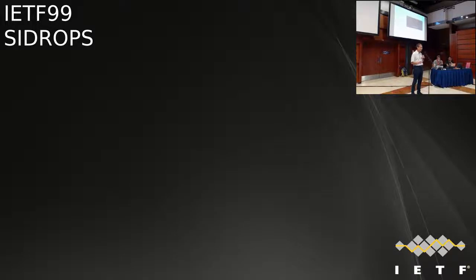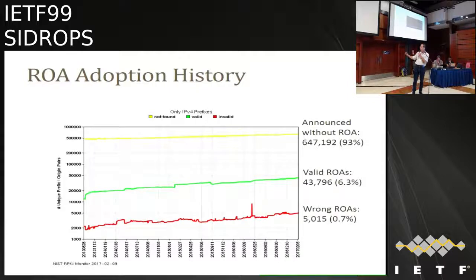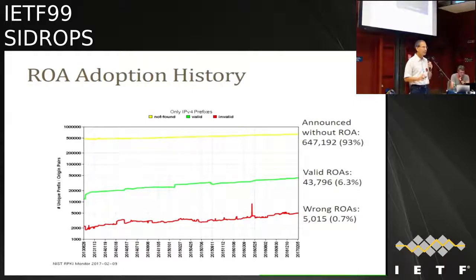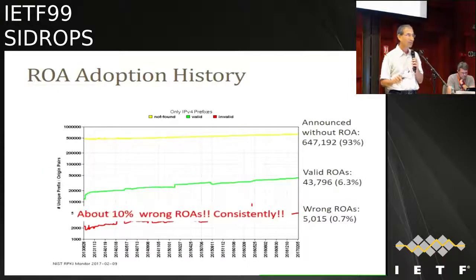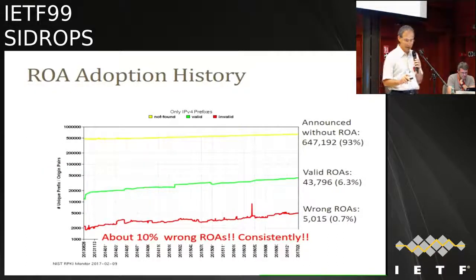If we look at ROA adoption history, there is progress, as you see in the green line. There are more and more ROAs being issued. Of course, there's also progress in the internet in general, as you see in the yellow line, the internet itself is growing, but ROAs are growing at a slightly higher pace than the general internet, so that's good. However, the problem is the red line. The red line is the errors. While this line is erratic, jumping up and down, it is pretty consistently 10%. About 10% of the issued ROAs are incorrect. 10% errors is a lot, and that really can be a problem. Okay?